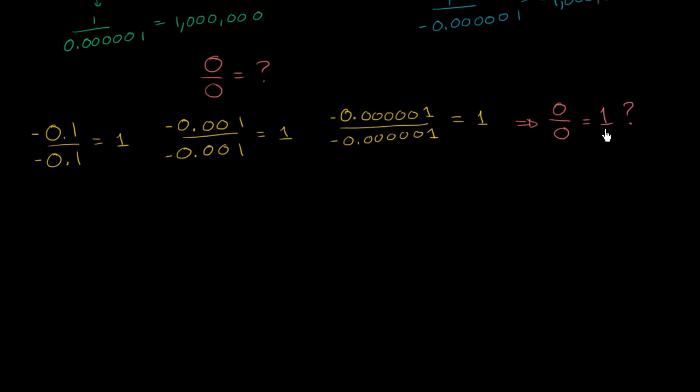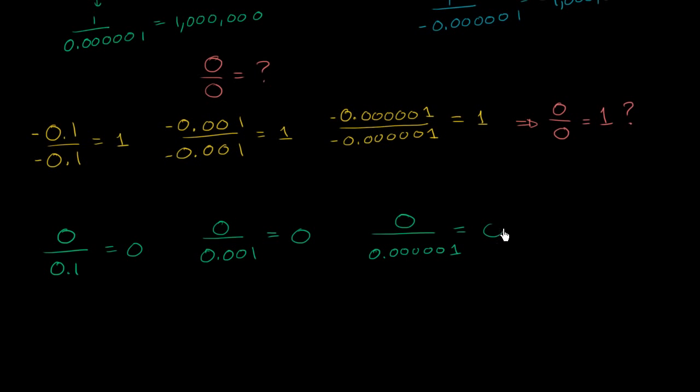But someone could come along and say, well, no, what happens if we divide 0 by numbers closer and closer to 0? Not a number by itself, but 0 by smaller and smaller numbers. And so they say, for example, 0 divided by 0.1, well, that's just going to be 0. 0 divided by 0.001, well, that's also going to be 0. 0 divided by 0.000001, also going to be equal to 0.